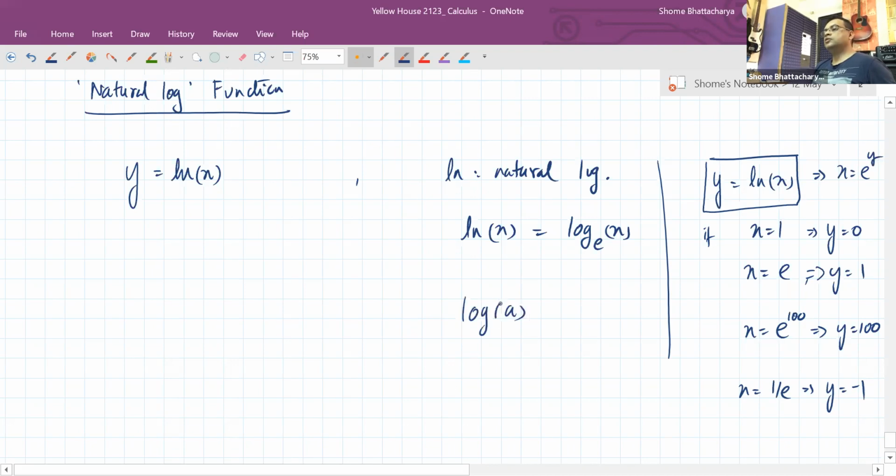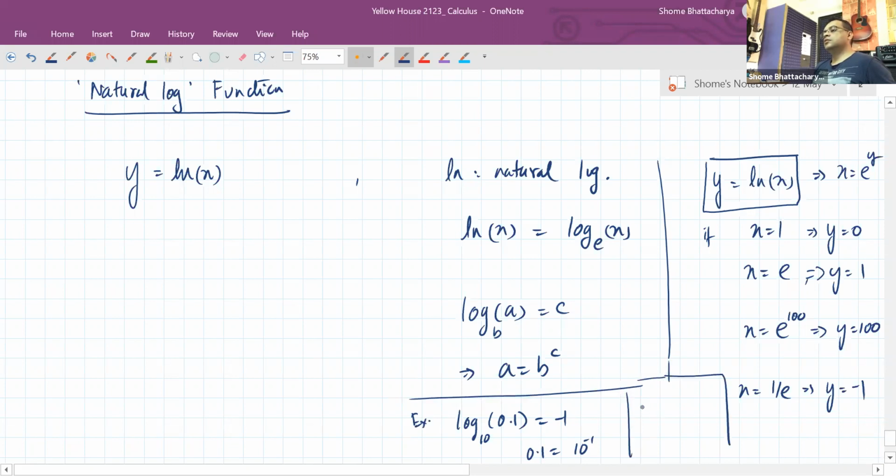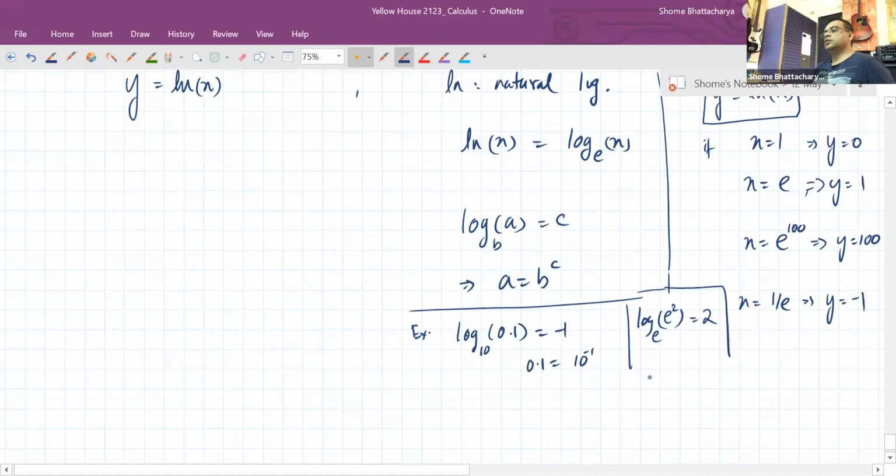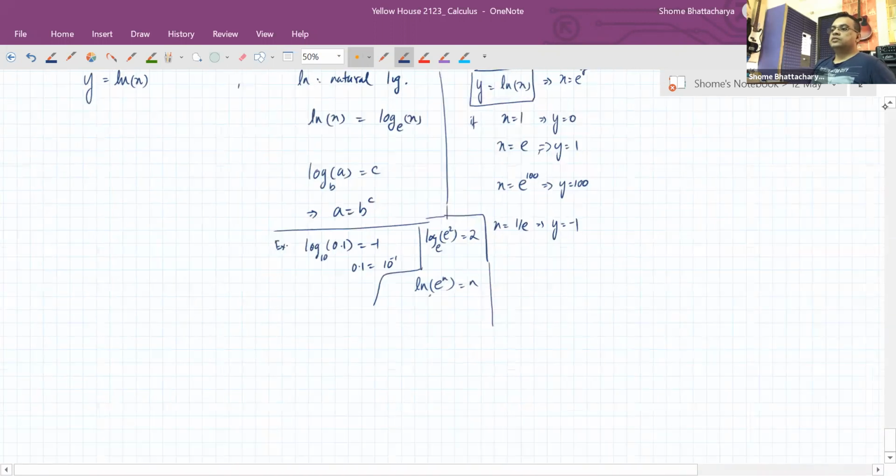If I say log of a to the base b is equal to c, it means that a is equal to b to the power c. So for example, log to the base 10 of 0.1 is equal to -1. Similarly, another example would be equal to 2, for example. So this is the logarithmic function, or the natural log function.